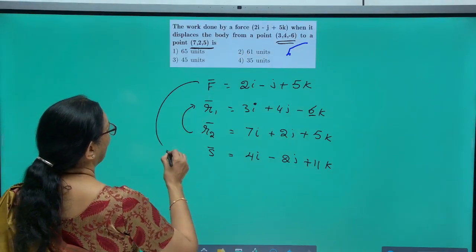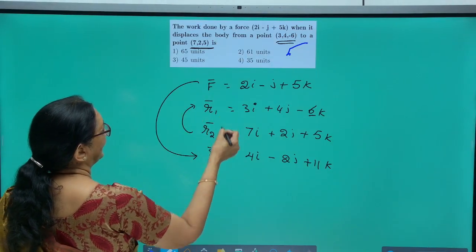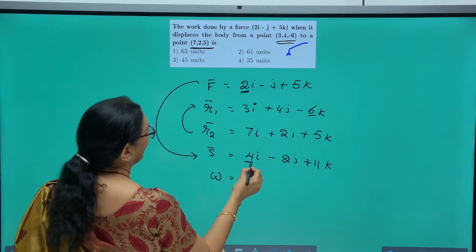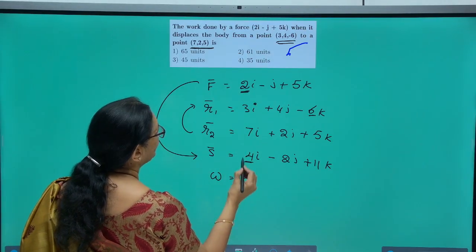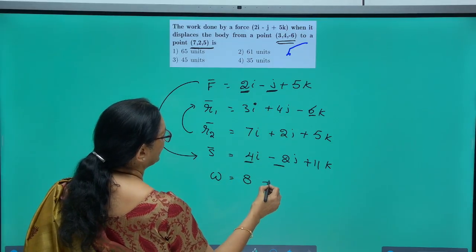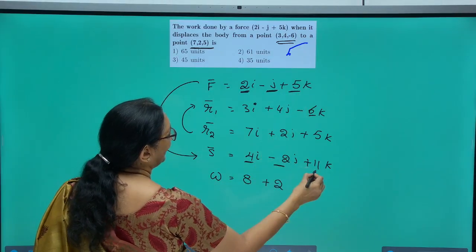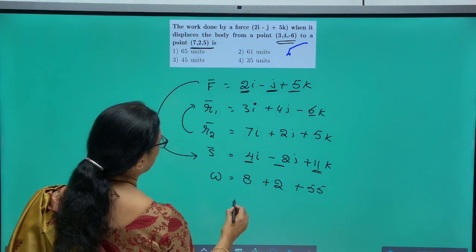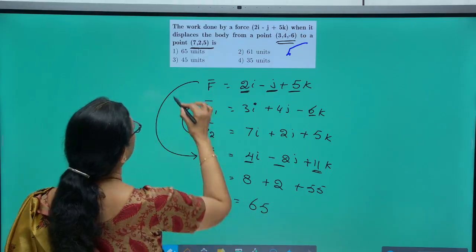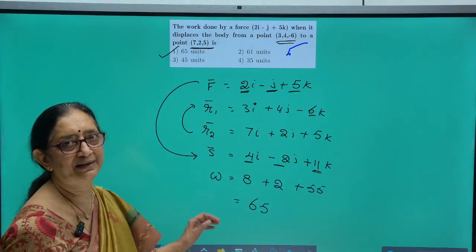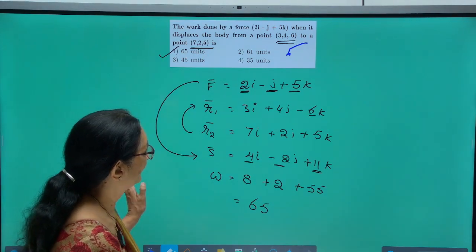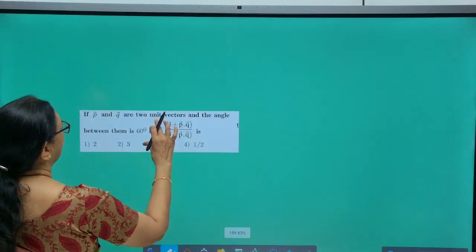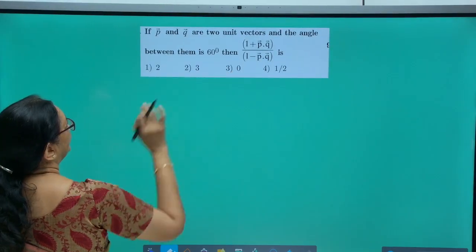So, work done is the dot product of force and displacement. Work done is equal to F dot S: 2 into 4, 8, minus 1 into minus 2, plus 2, plus 5 into plus 11, 55. So, the answer is 65 units. The first option is correct for that problem. That is about work done when a force displaces a body from one point to the other point.